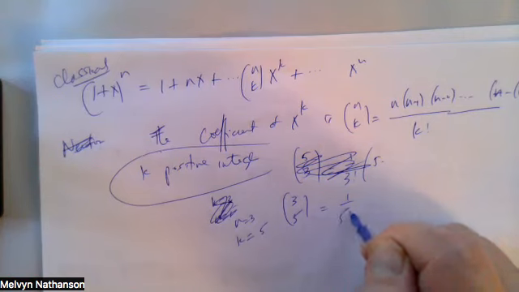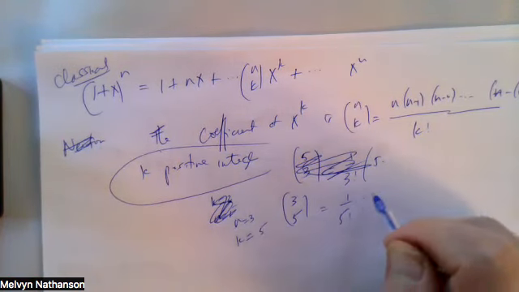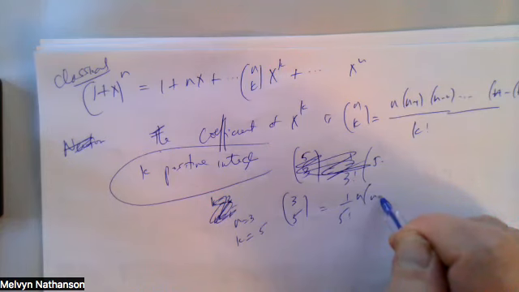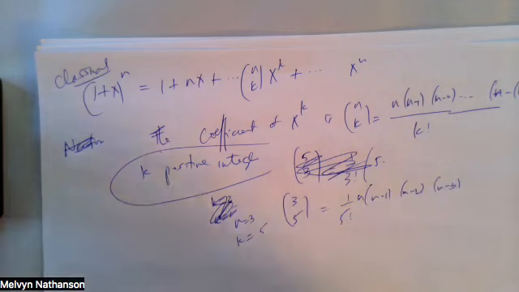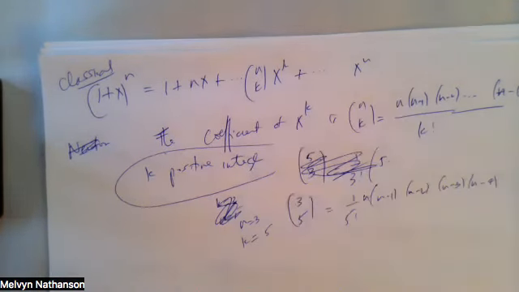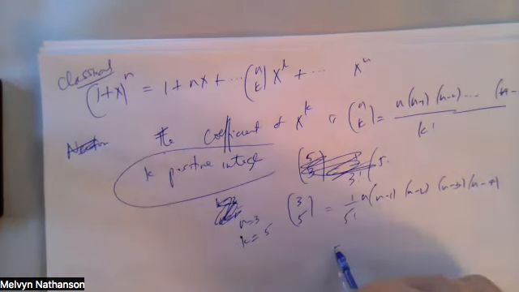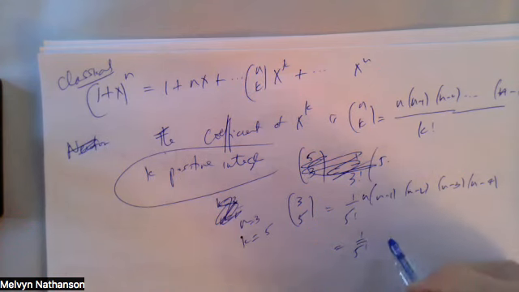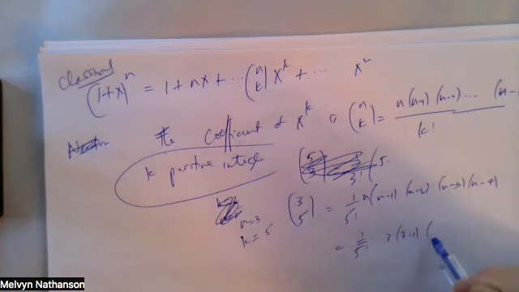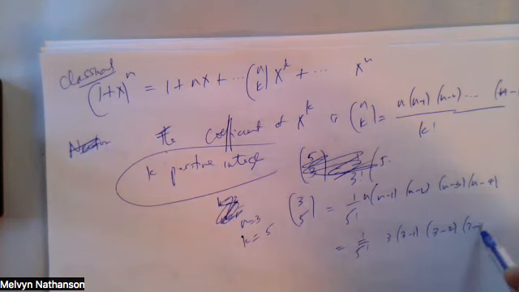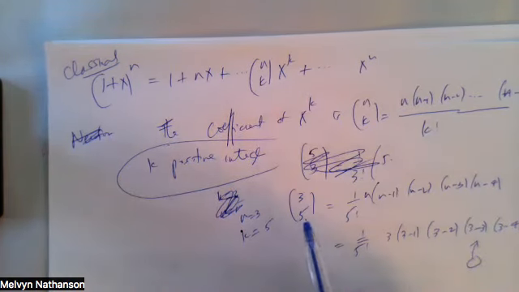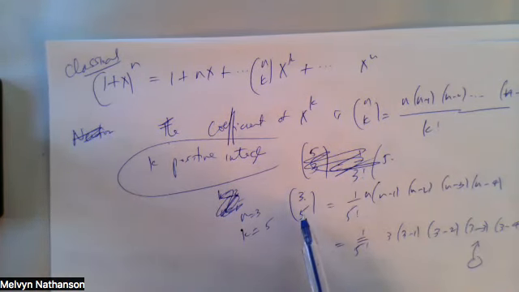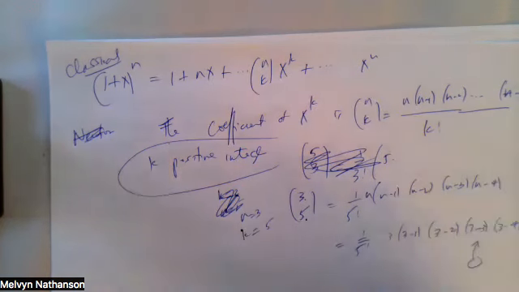We'll have 1 over 5 factorial. So this will be n, n minus 1, n minus 2, n minus 3, n minus 4. 5 terms. And when you plug in n equal 3, you get 1 over 5 factorial, 3, 3 minus 1, 3 minus 2, 3 minus 3, 3 minus 4. This term is 0. So this binomial coefficient n choose k, when k is bigger than n, becomes 0.